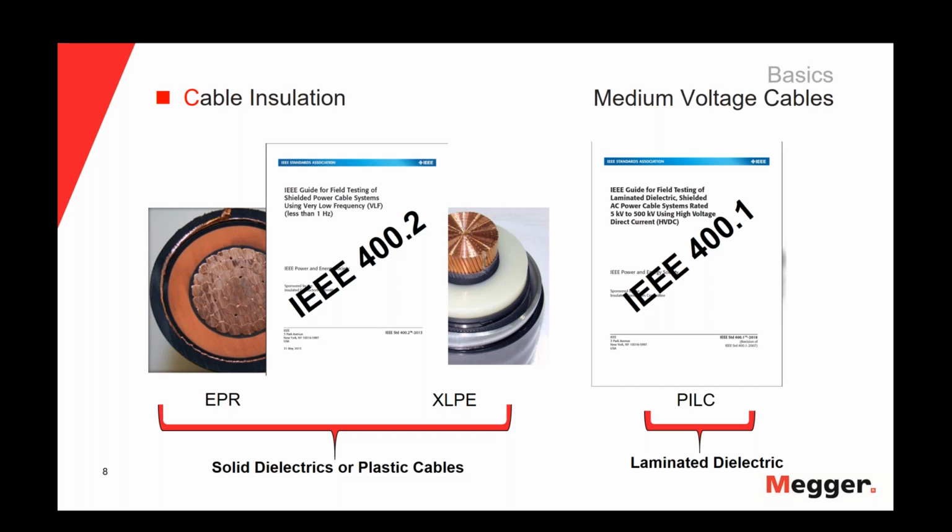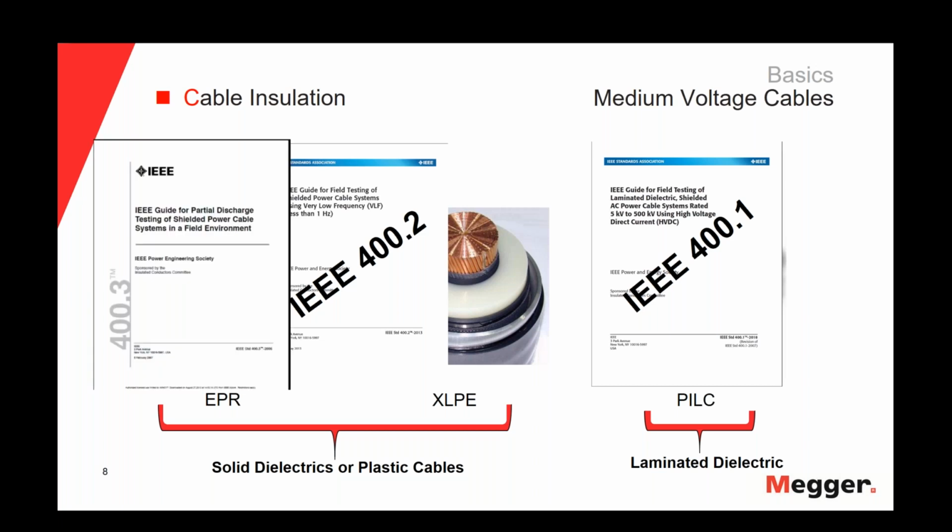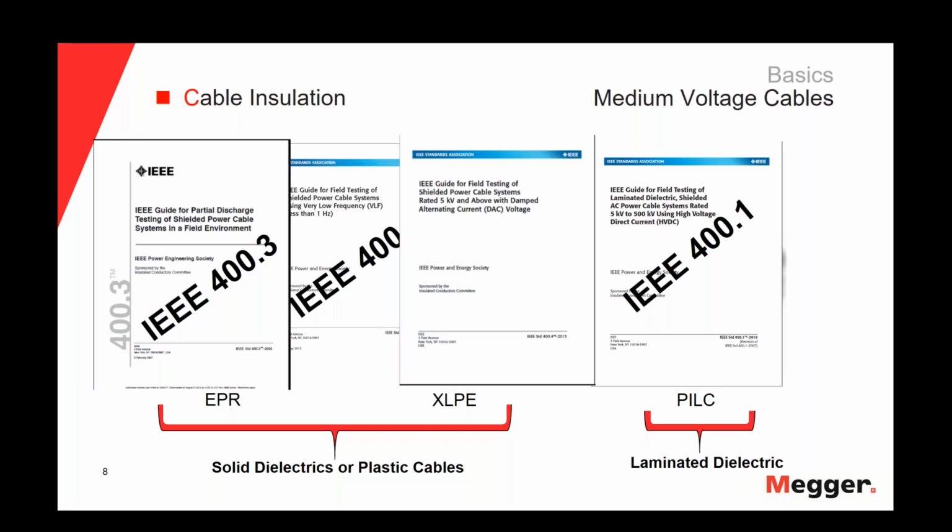For the 10 delta, and for the partial discharge, we can also use the VLF in EPR, XLPE, and paper insulated cables. And for partial discharge, we have additionally the IEEE 400.3, and for the damped AC wave shape, we have the IEEE 400.4. Those are all the standards that apply for VLF, 10 delta, and partial discharge tests in medium voltage cables.